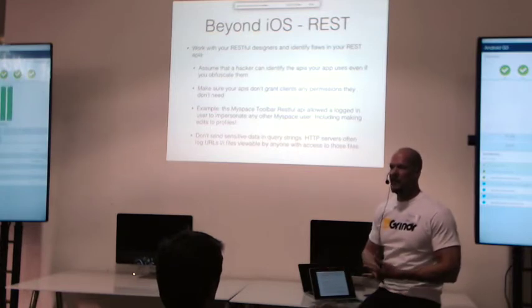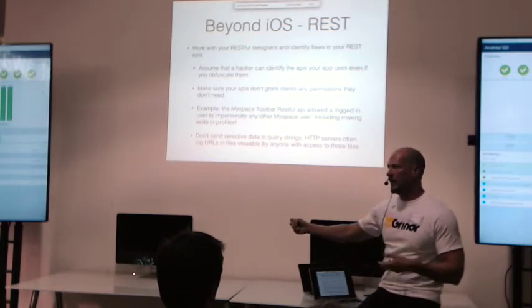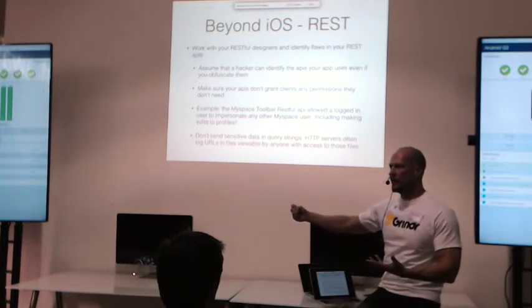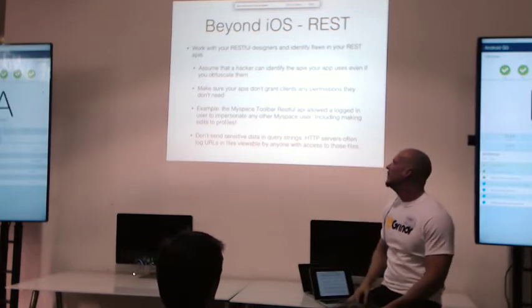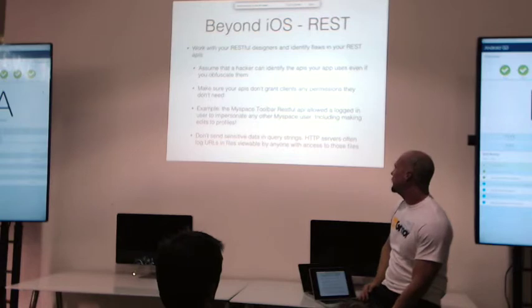So your duty on the server side is to make sure people cannot misuse your service. They can't do denial of service attacks. They can't do things with permissions that they're not entitled to. So the second point is make sure your app's APIs do not grant clients any permissions they don't need. And I'll give you an example.